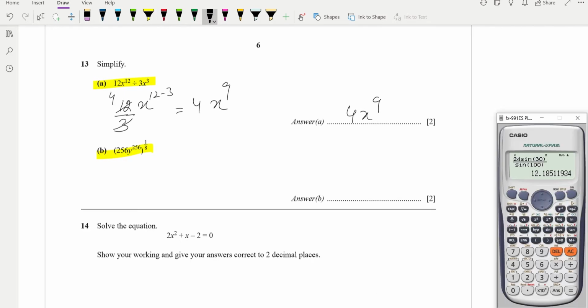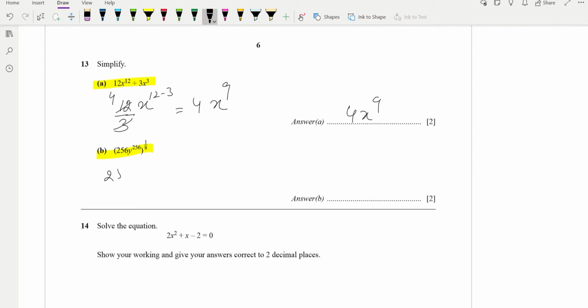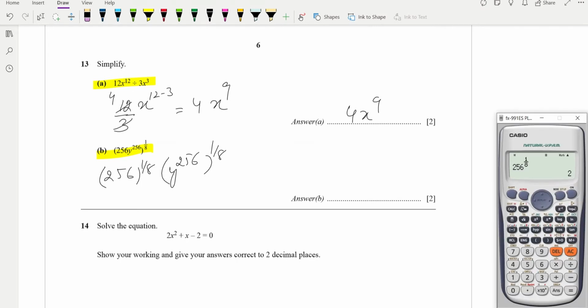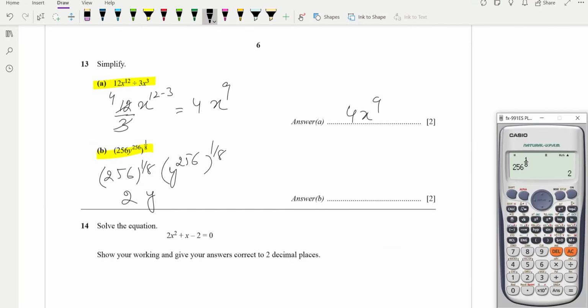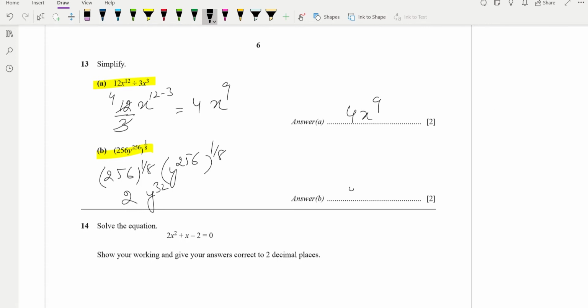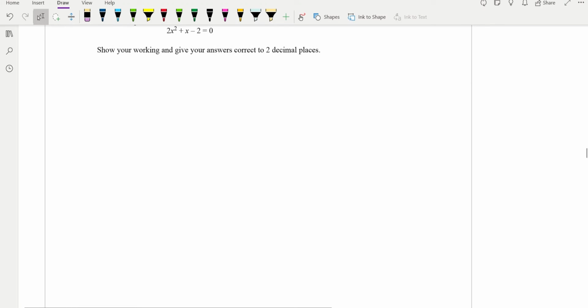If we use a calculator, 256 raised to the power 1 over 8 will be equal to 2. So 256 raised to the power 1 over 8, and y raised to the power, and this portion we have checked is equal to 2 with the help of calculator. So this side will be 2, and y raised to the power 256 multiplied by 1 over 8 will be equal to 32. So y raised to 32, our answer will be 2y raised to the power 32. This will be the final answer.